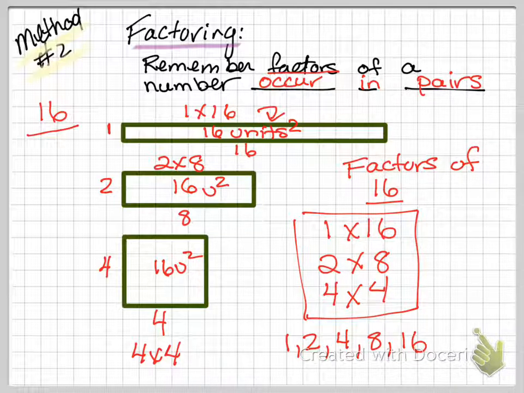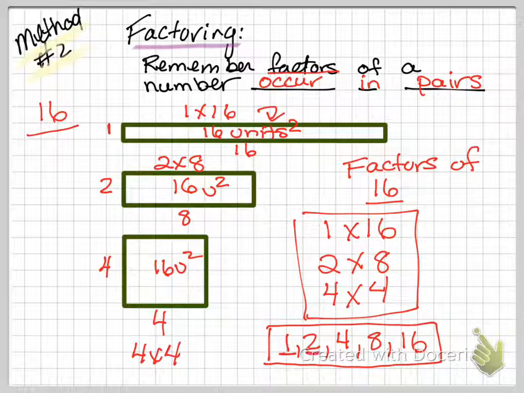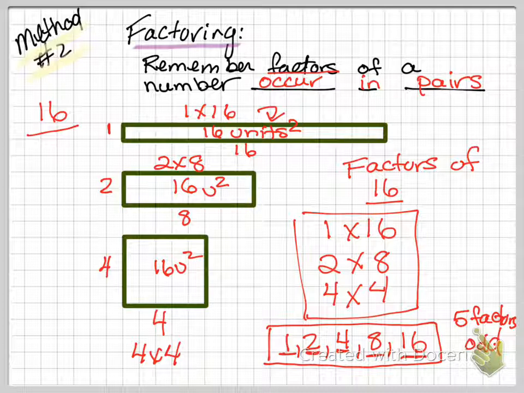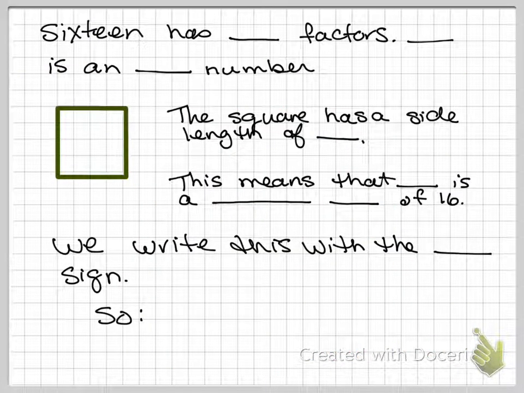If I look at this list of factors, there are 1, 2, 3, 4, 5 factors there. So 5 factors is an odd number. And your rule here is that if the number of factors that you have is odd, then you have a square number. So 16 again has 5 factors. 5 is an odd number.